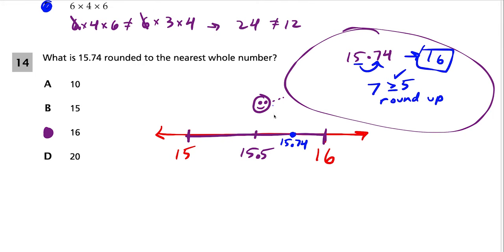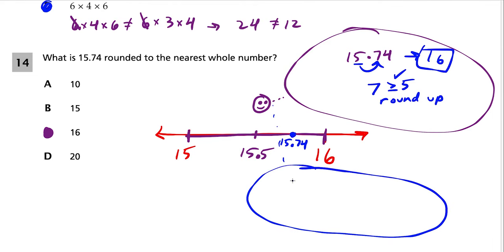What could have happened is, let's say in another practice test that we had something like 15.49. If we were rounding to the nearest whole number, in this case, notice to the right of the 5 is a 4, and 4 is less than 5. So anytime the digit that you're considering is less than 5, this tells you to round down. And if we round down, we would round 15.49 down to 15, and it would be choice B. But for this one, we're going with choice C.